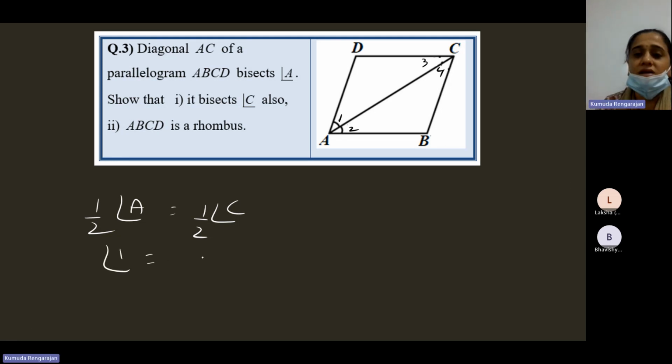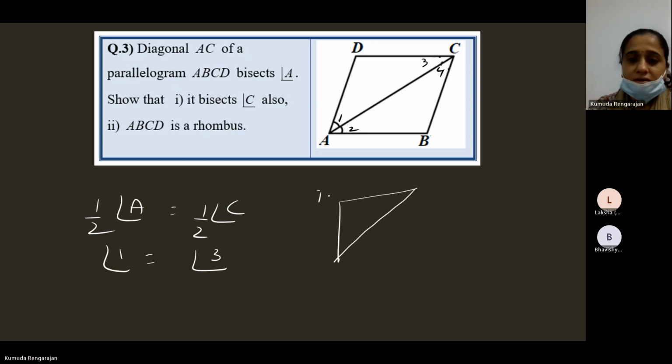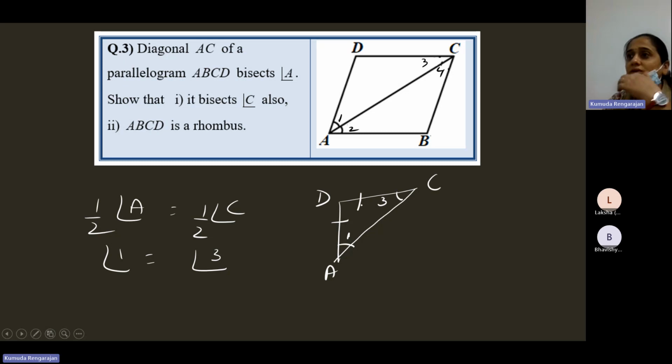Angle 1. What is half of angle C? Angle 3. Okay, angle 3. Now, what do you see in this triangle ADC? In triangle ADC, angle 1 is equal to angle 3. That means these two sides are equal, no? If two angles are equal, sides opposite of them are equal. So you get AD equal to DC.